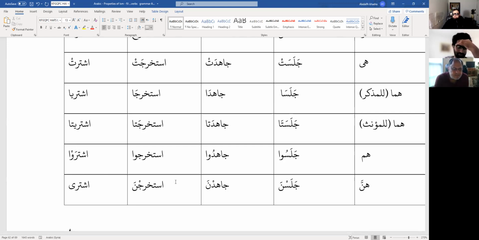Okay. Tamam? This is not easy to find in books, okay? Or in videos. So pay attention to this. So look here. Jahadu, istakhraju. But here ishtaraw. Now you understand why that little change?